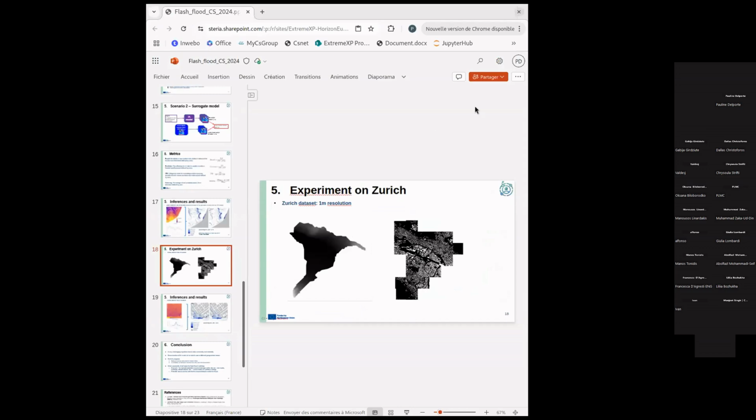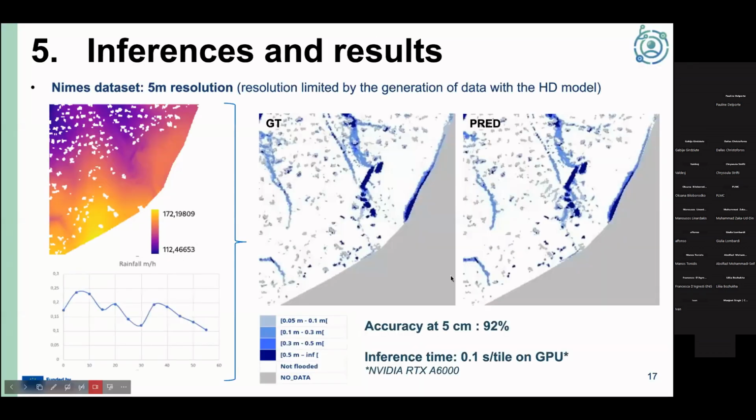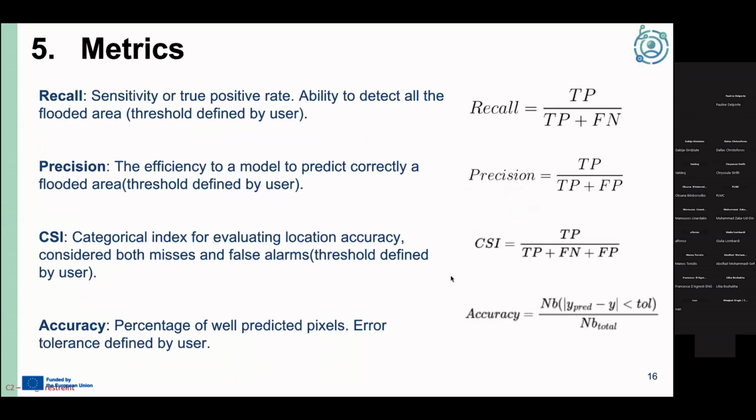I have two questions. Could you go back to the slide where you were showing the metrics that you use to assess your model performance, the recall and precision? Exactly. So in this case, how do you define that a pixel is flooded?